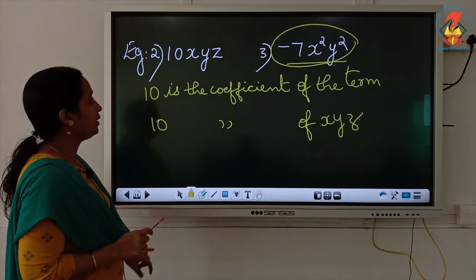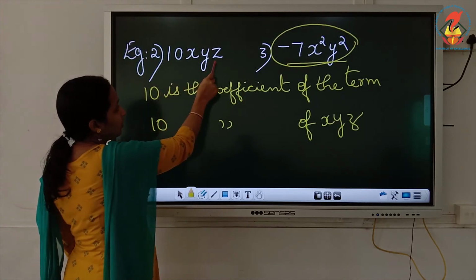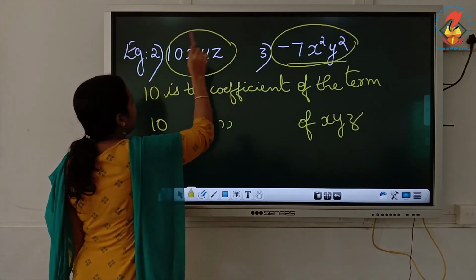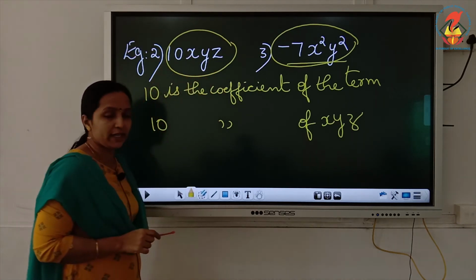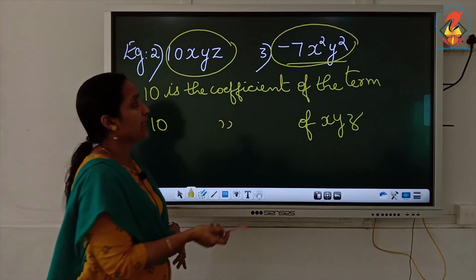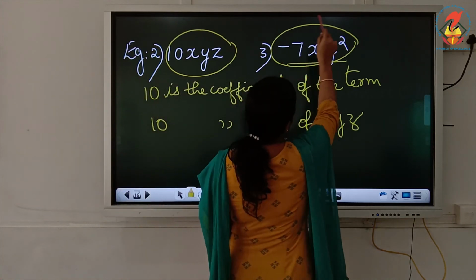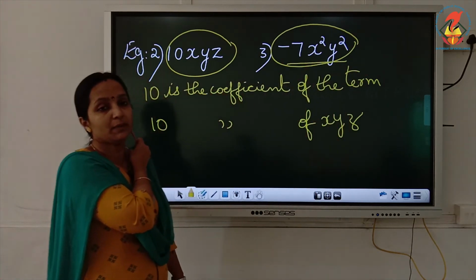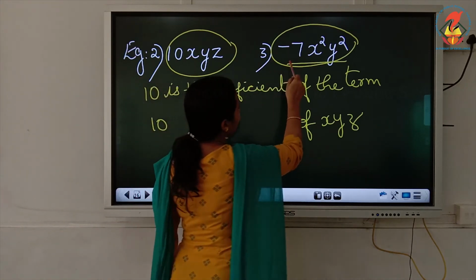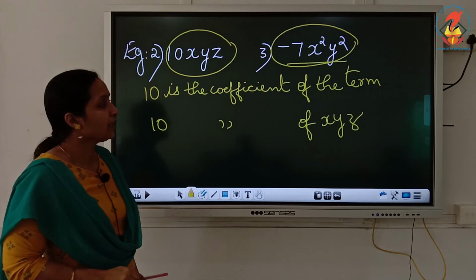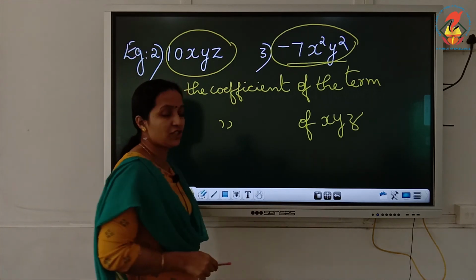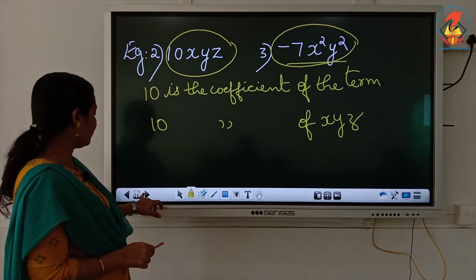In the same way, we can say 10 is the coefficient of this complete term, or you can say 10 is the coefficient of xyz. In the same way, we can say negative 7 is the coefficient of this complete term, or you can say negative 7 is the coefficient of x square y square.